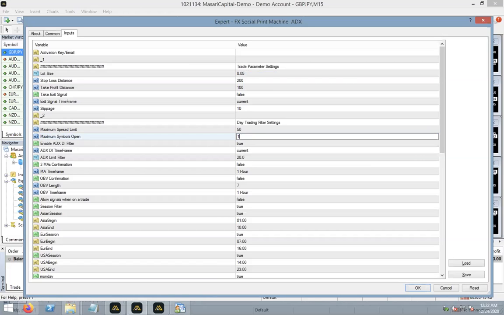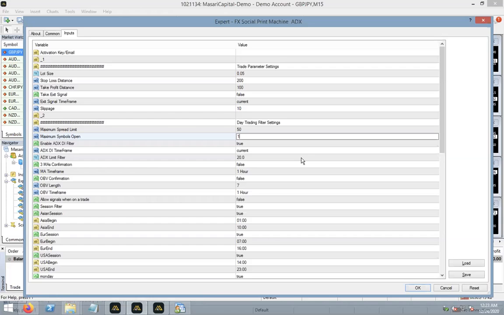If you have it at 1, and it's open with Euro USD, it's not going to open any other trade until Euro USD is done. If you have it at 5, it's going to open up to 5 different symbols. And if it finds a trade on the 6th symbol, it's not going to open because you have it set at 5. So the higher your number is, the more aggressive, because more symbols are open. One is super conservative, 10 is super aggressive. I don't recommend 10 at all. I'll tell people between 1 and 5, depending on your settings.